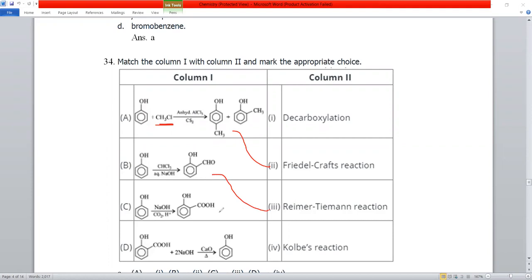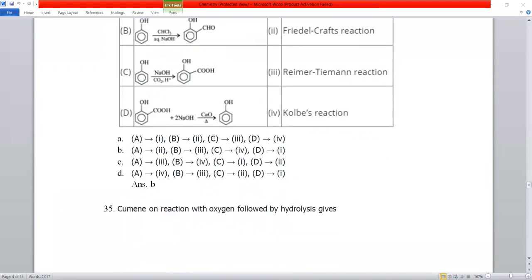It is one of the best-known name reactions, the Kolbe reaction. Then what remains? Salicylic acid treated with soda lime, which is nothing but a decarboxylating agent. When you treat with a decarboxylating agent, we have to remove the carboxylic acid group. So finally we get phenol. Decarboxylation is taking place. So this is the correctly matched one. Question number 34, B is correctly matched, students.